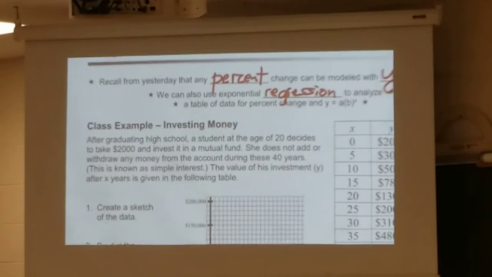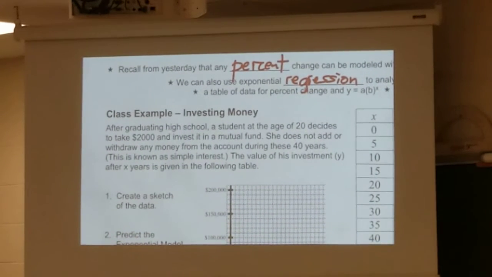Now, this first one we're going to do here is kind of a classic. It deals with money. If you scan the paragraph, we've got somebody that's young, and they decide to put some money away. Basically, take $2,000 and invest it for a long period of time. We would call this simple interest because you're not adding anything else to the money. You just put it in an investment, like a mutual fund. But it's going to sit there and, of course, grow and grow.